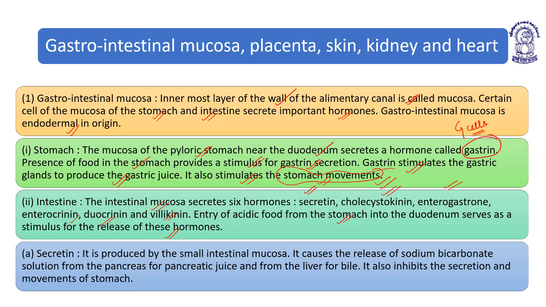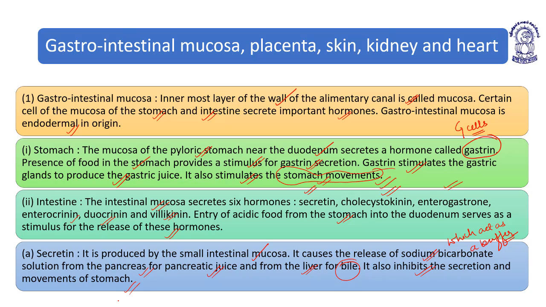First of all, we will talk about secretin. It is produced by the small intestinal mucosa. It causes the release of sodium bicarbonate, which acts as a buffer to neutralize the pH of the food. So it causes the release of sodium bicarbonate solution from the pancreatic cells in the form of pancreatic juice and from the liver for bile. It also inhibits the secretion and movements of the stomach.